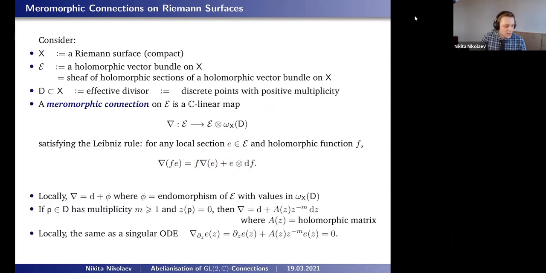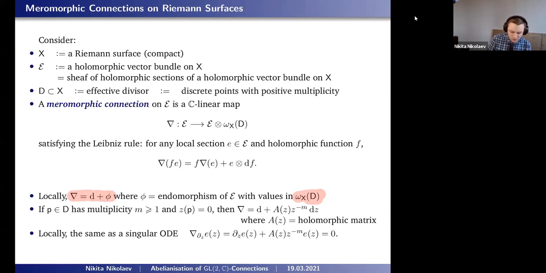Okay, so locally, if I pick a local trivialization of my vector bundle, then these things are literally just the de Rham differential plus an endomorphism phi, valued in differential forms. So it's differential forms with poles. It's a singular endomorphism. And in particular, if we focus even more locally on a specific point P inside the divisor D, and that point has some multiplicity, 1 or higher.